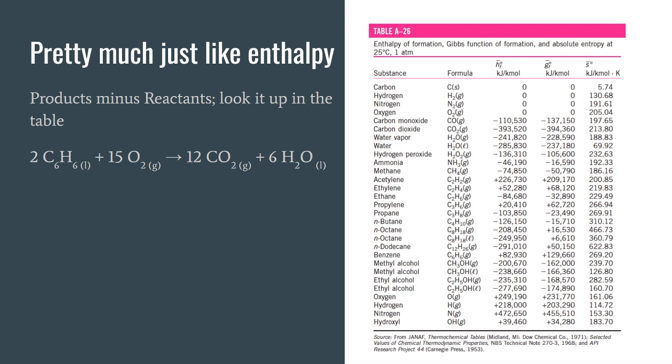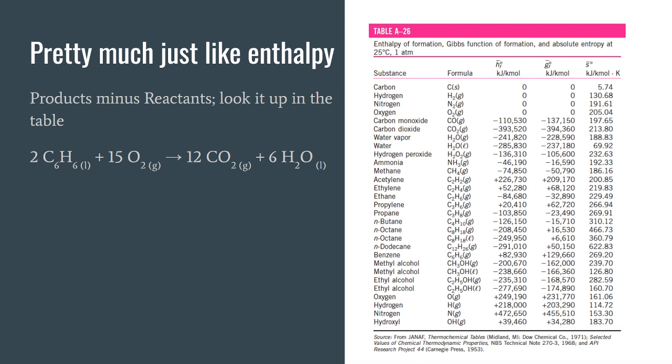All right. So for this particular reaction, it's the combustion of benzene. 2C6H6 plus 15O2 to make 12CO2 and 6H2O, liquid water. Now, we get those numbers right off the table over here. So this is entropy over here on the far right. Now, this table is weird because it records kilojoules per kilomole for some reason. But that works out to be the same as joules per Kelvin.